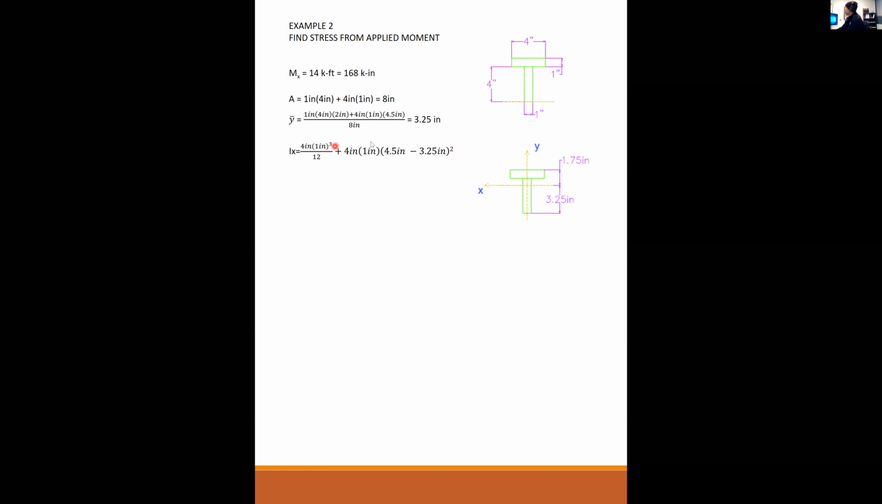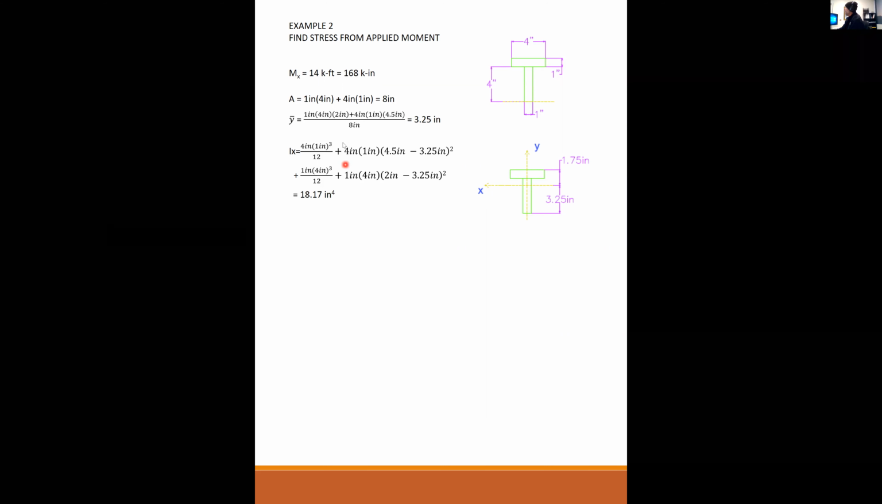Okay, so these two terms are for piece 1. And then we add these two terms for piece 2. Piece 2 is down here. So piece 2 is 1 inch wide by 4 inches cubed over 12 plus 1 inch wide times 4 inches tall times 2, which is the centroid, minus 3¼ squared. Okay, so is everybody clear on where I'm getting the moment of inertia from? Yep.